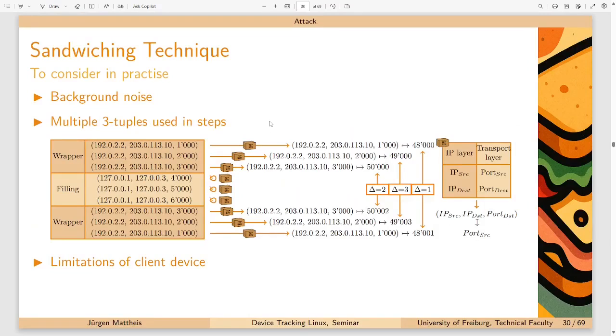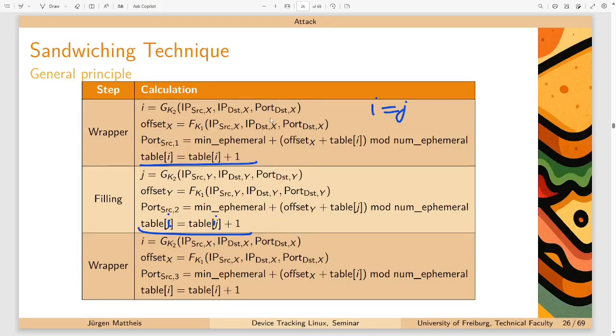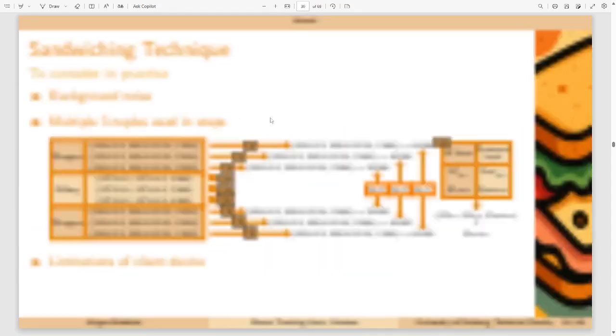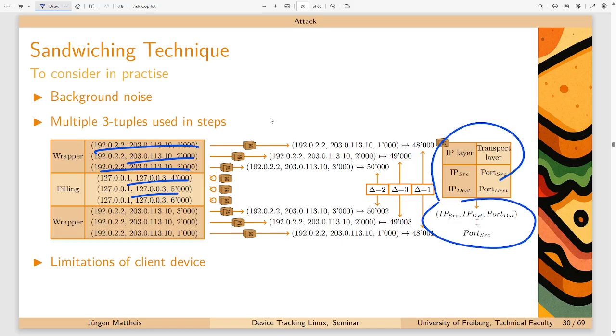And additionally, in my simple example here, I only used one 3-tuple per step, per layer. But in practice, that's of course very slow, and we can also send several 3-tuples in the different layers and the different steps. We can send 3 at once and so on. And why does this actually work? This works because from the TCP SYN packets, which is of course simplified here, we can directly extract a mapping from 3-tuple to source port.